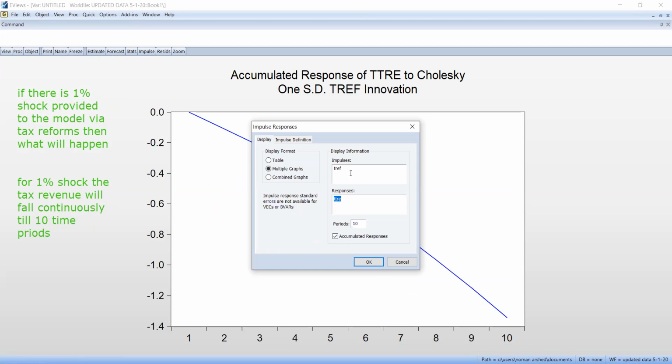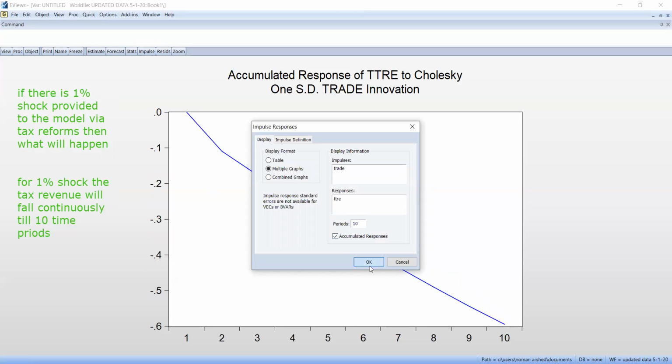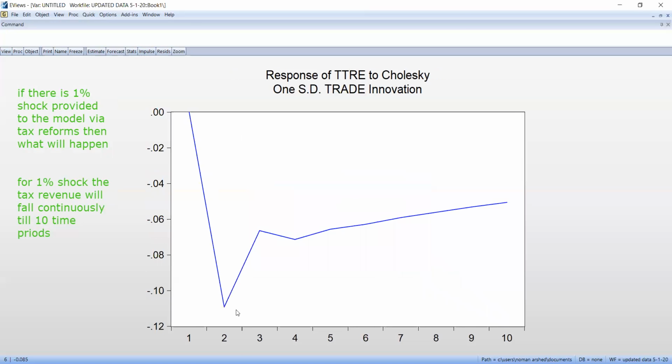So we can change some other variable here rather than tax reform. Let me see, what was the other variable in the model? There was one variable. Okay, trade. So when I open it, this is accumulated, so it is decreasing. If I uncheck it, okay, so it is decreasing, then it starts to increase.